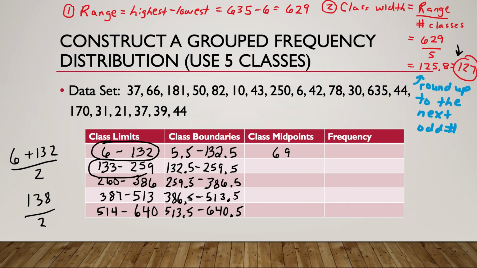For my next midpoint, I'm going to do 133 plus 259 and divide by 2. So 133 plus 259 is 392. Divide it by 2 and we get 196. All right, so I'm going to go ahead very quickly and just write in the other midpoints, but you can do them all the same way. The next one you should get 323, then 450, and then 577.